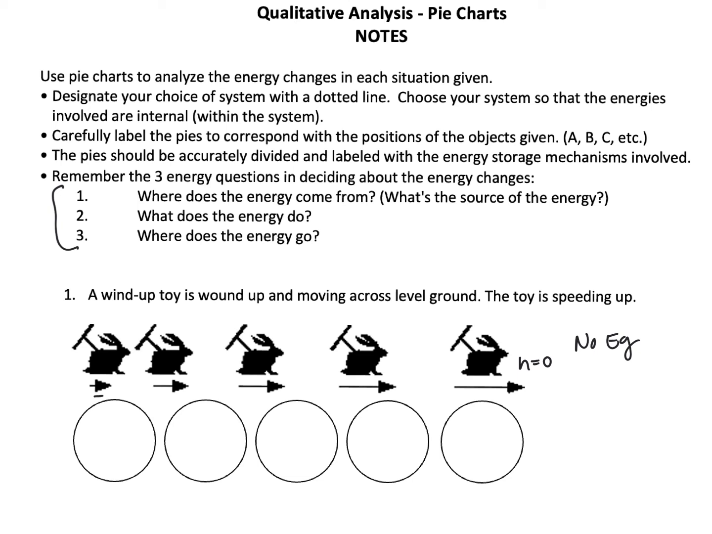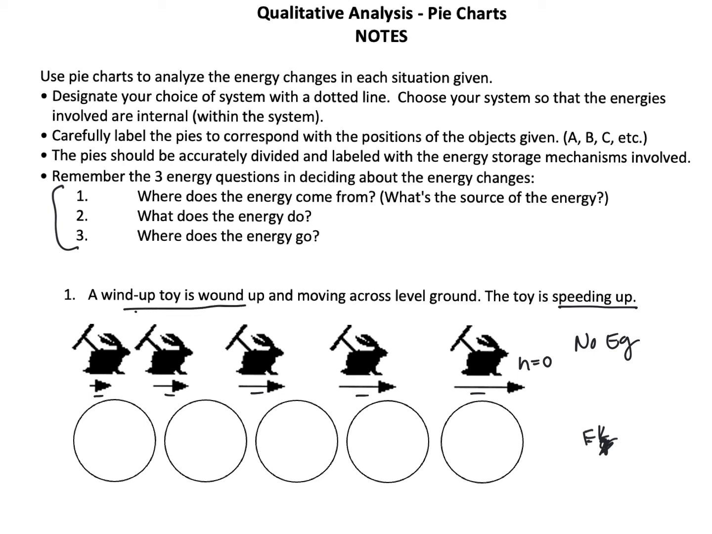The arrows on here for each position represent the velocity of the toy, and they tell us that it's speeding up. So the wind-up toy is getting faster each time. Since I know it's getting faster each time, I know I'm going to have kinetic energy in each one of the pie charts, not Ek zero. So in every single one of these, I have to have kinetic energy. And because it's getting faster each time, that kinetic energy has to be increasing.